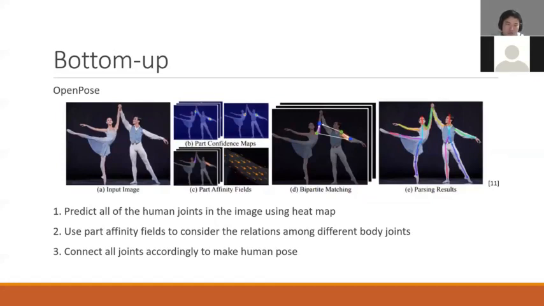Next, OpenPose would be the good example of the bottom-up approach. It is one of the strongest 2D real-time multi-person human pose estimator around. First, it predicts all of the human joints in the input image using the part confidence map, also known as a heat map. Heat map is representation of the probability of joints being around that place instead of pinpointing the exact location of where the joint might be. Then by using the part affinity field, so basically graph model and CNN, it uses the information of the relations among different body joints and connects them accordingly to make a human form.